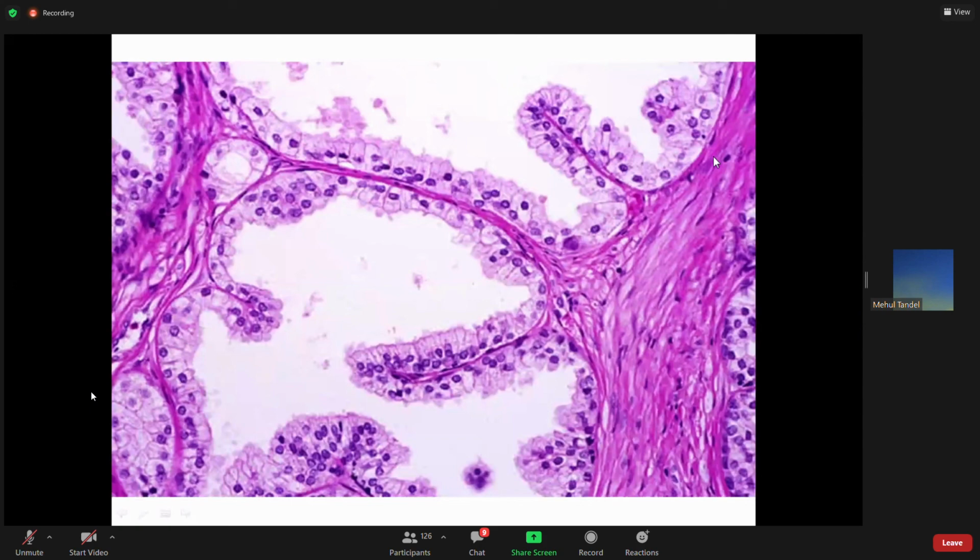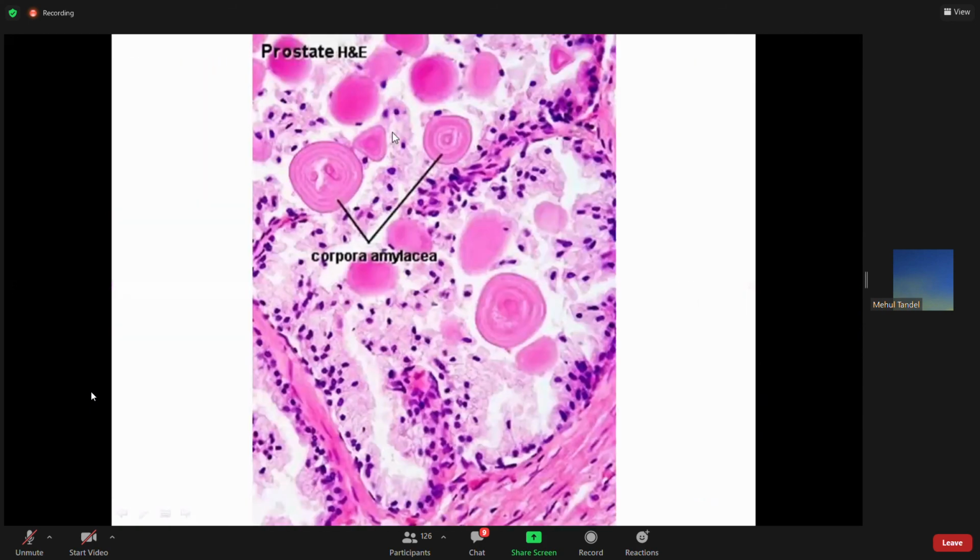This is the fibromuscular stroma, and this is the corpora amylacea within the lumen of the follicle. Within the lumen of the follicle, there is the presence of corpora amylacea, also known as amyloid body. This is condensed glycoprotein. Here, see, it is lamellated in appearance, one layer over the other layer. It is more common in old age.